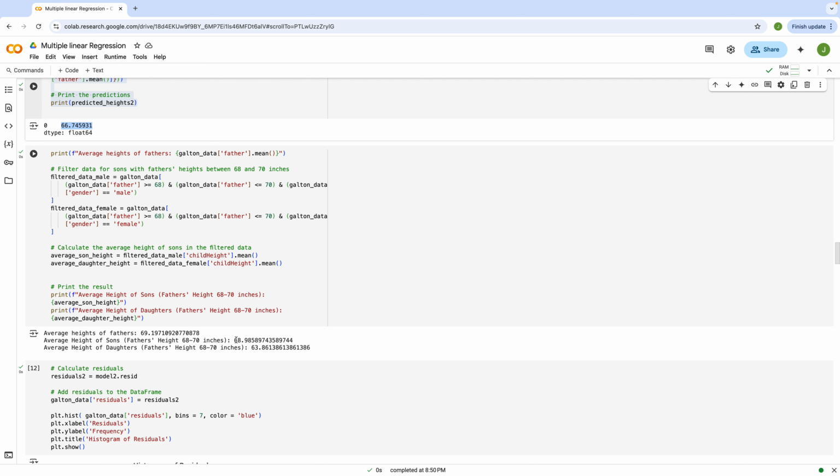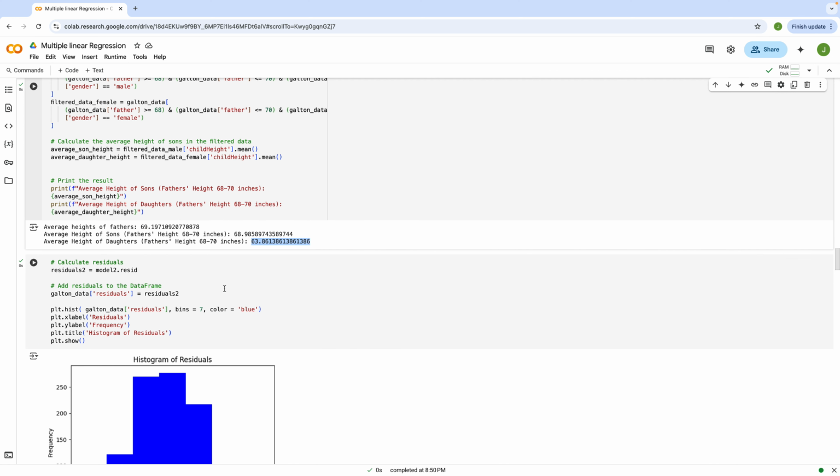So this seems problematic because the sons on average are 68.98 inches. The predicted height of daughters is 63.86 inches. So 66 inches is the predicted height because I haven't accounted for gender. So I'm underestimating the height of sons and overestimating the height of daughters, and it's kind of right in between, right? Well, what's going on here?